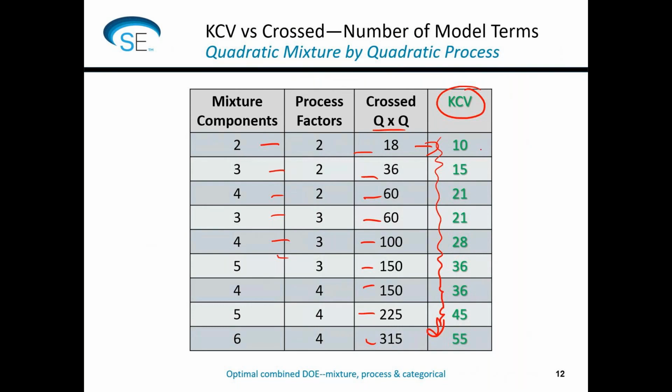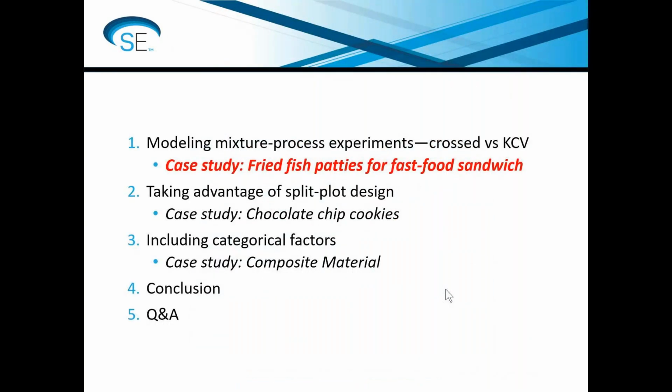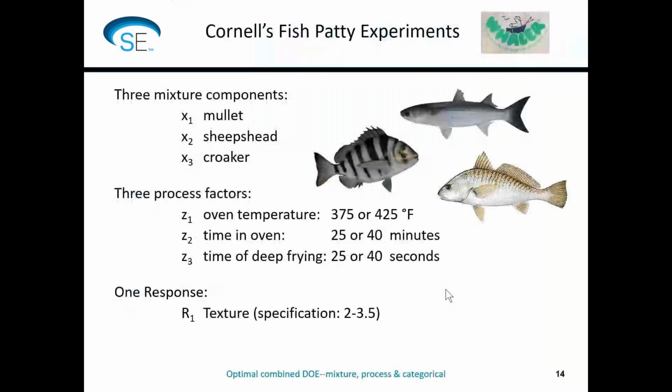And certainly, for a little situation like this where you only have 2 mixture components and 2 process factors, you might just go for that crossed model of quadratic by quadratic. But as soon as you get into 3 mixture components, you're already up to 36 terms with only 2 process factors. So I think I would start to work with the KCV and shift over, and don't do this crossed model anymore. All right, so let's take a look at an example with fish patties.